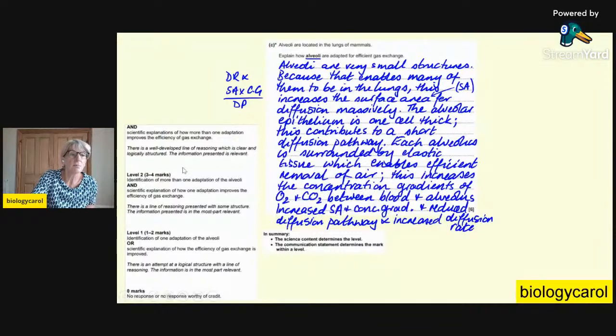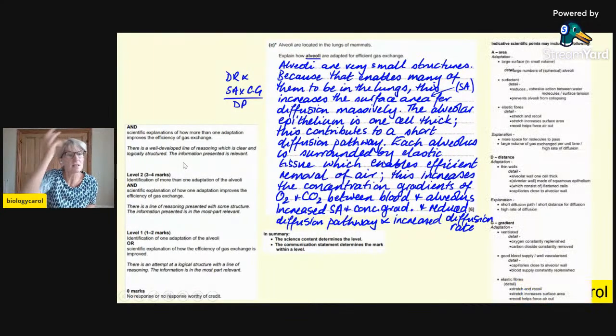So I'm going to jump. Oh, it seems like I've missed a slight bit off the mark scheme. I'm really sorry. So we need identification of more than, I can't remember, I think it's more than 2 adaptations of the alveolus, and I need a scientific explanation of more than 1 adaptation. So for the 5 to 6 marks, we need an identification of more than 1 adaptation and an explanation of more than 1 adaptation.